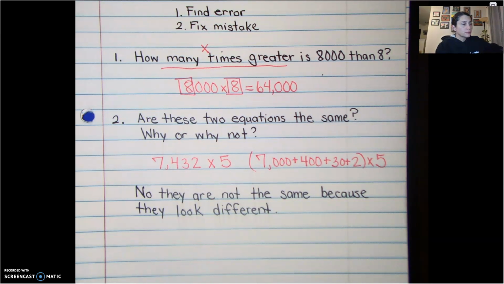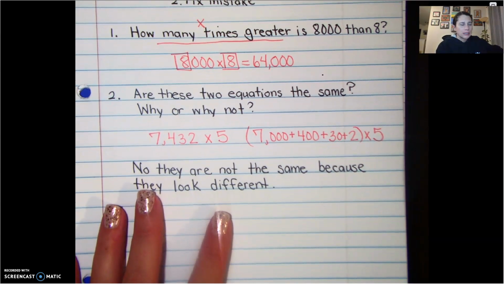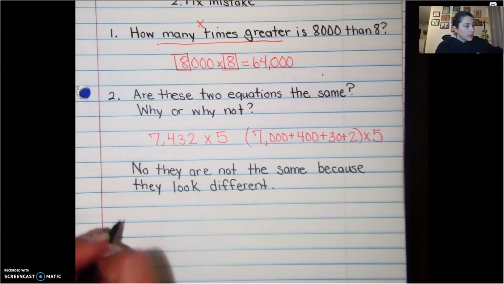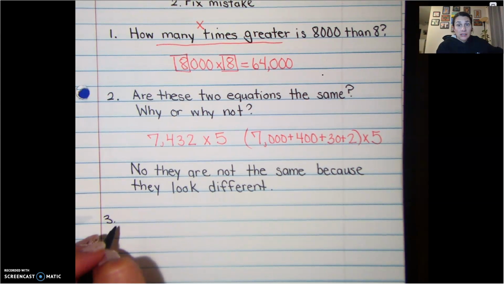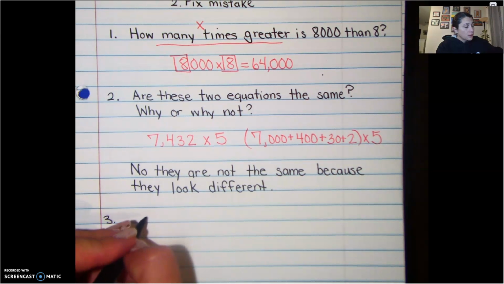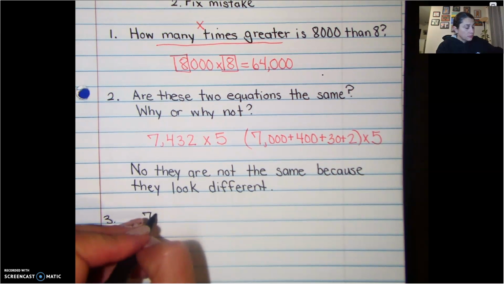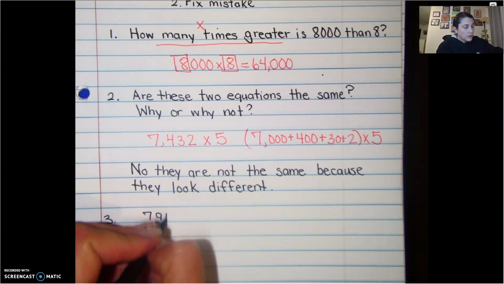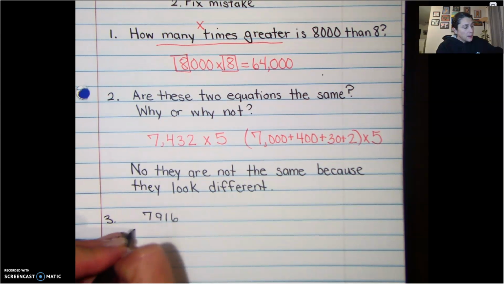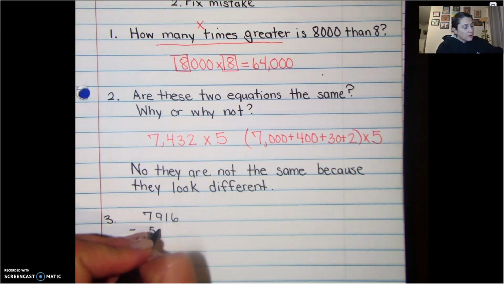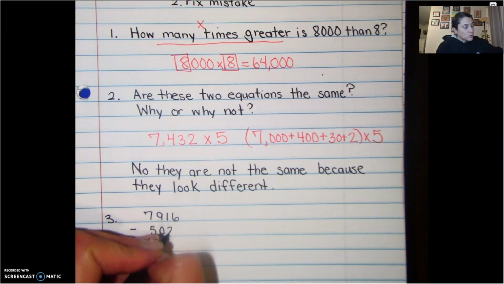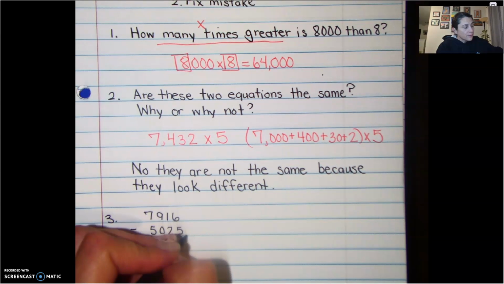And then one more. I'm going to move this up just a little bit, the third one. Now remember, you need to come to class with these done so we can talk about it. We're going to do 7,916 minus 5,025.